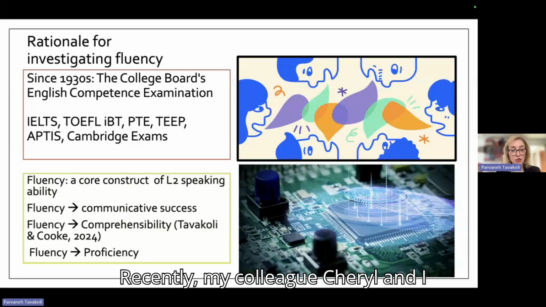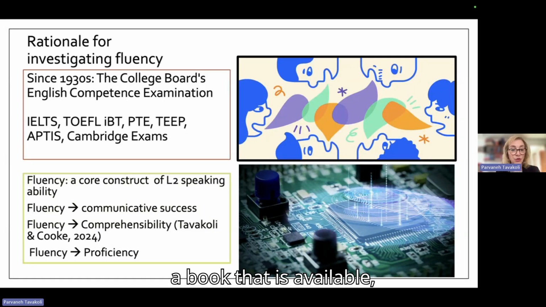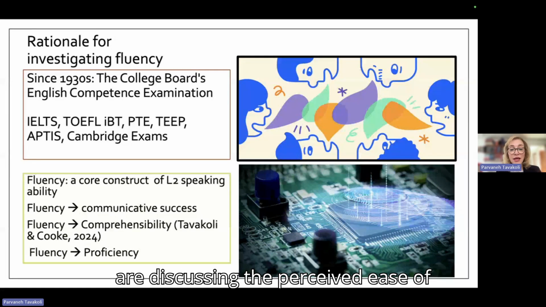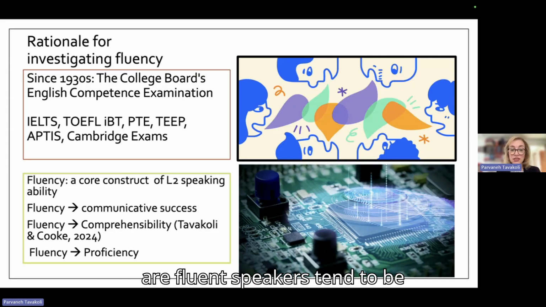Recently, my colleague Cheryl and I have also discussed the relationship between fluency and comprehensibility in a book, Comprehensibility in Language Assessment, that is available open access online if you are interested. Here we have shown that a central part of comprehensibility is linked to fluency. By comprehensibility, we mean the perceived ease of understanding a speaker, the listener's ease of understanding a speaker or a sample of speech. Therefore, those who are fluent speakers tend to be comprehensible, easily understood.